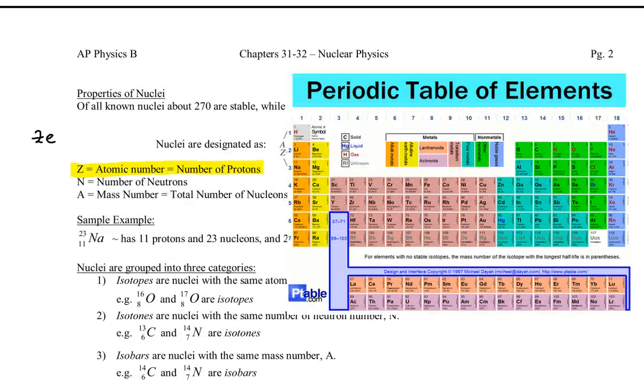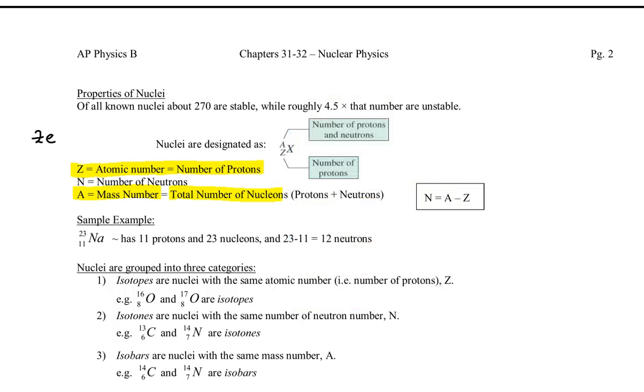Now, in that nucleus we have nucleons, right? Protons and neutrons. The total number of protons and neutrons represents the mass number. So this is the total number of nucleons. It is often convenient to represent the different nuclei that we have. Now, there are 270 that are stable, but there are roughly 4.5 times this amount that are unstable. And I'll talk about that in a minute.